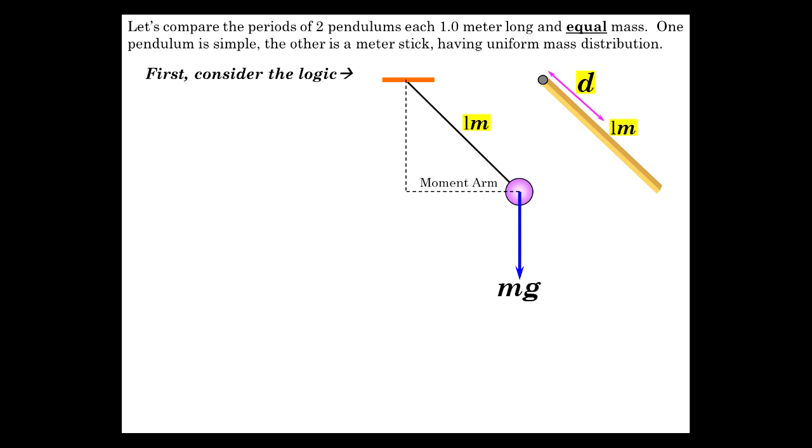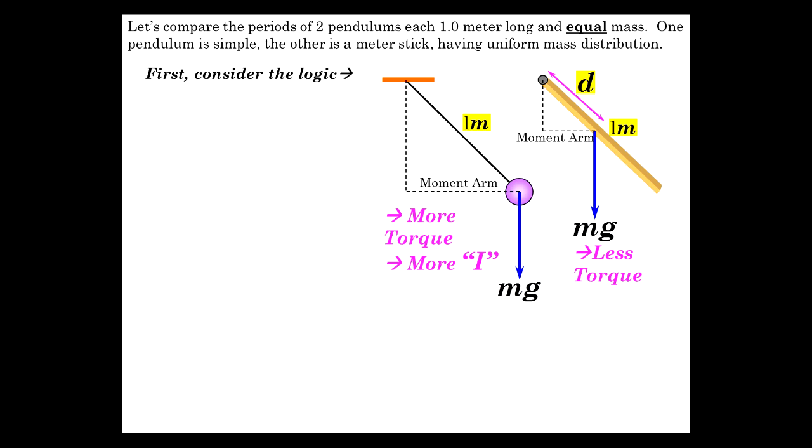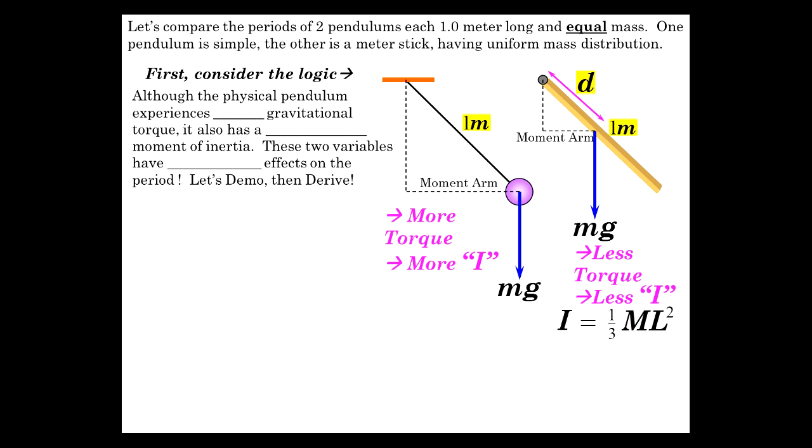The meter stick, same length. D is to the center of gravity, where mg is acting. So notice the moment arm is smaller. More torque over on the simple pendulum, right? Because at mg, you've got a bigger moment arm. Less torque on the meter stick. What about the moment of inertia? More over here, because the moment of inertia of this system is greater, because all the mass is distributed on the end. Less moment of inertia on the meter stick. Well, in fact, the moment of inertia of the meter stick is 1/3 ml squared.